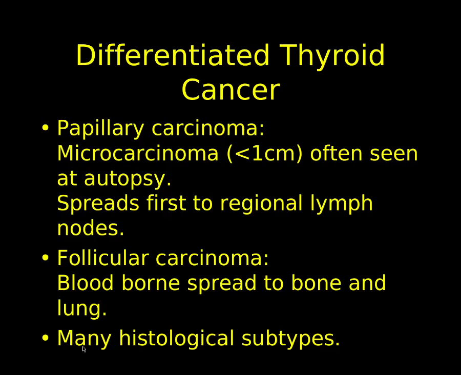They tend to spread first to the regional lymph nodes in the vast majority of cases. Follicular carcinomas, it's said that they are more likely to be blood-borne and spread to bone and lung, although of course we do often see them in the local lymph nodes as well.